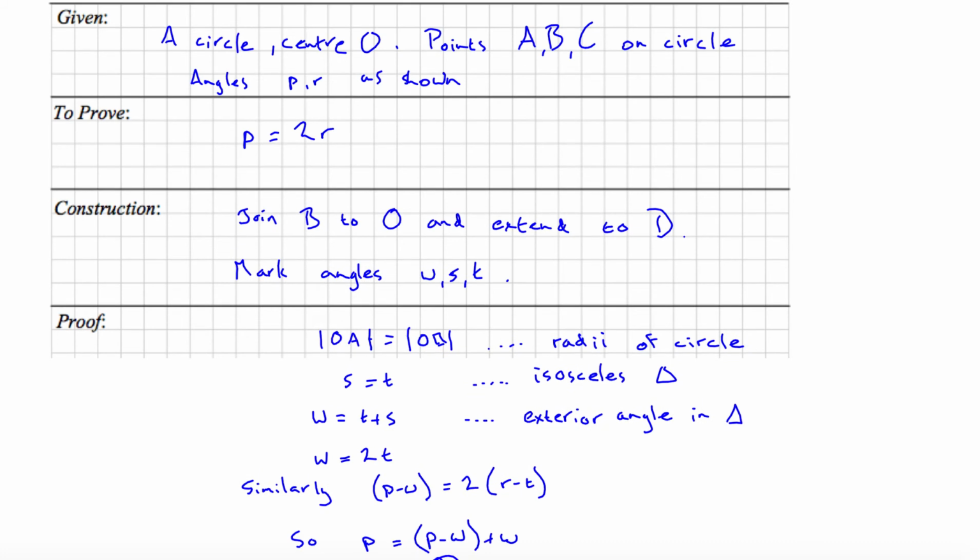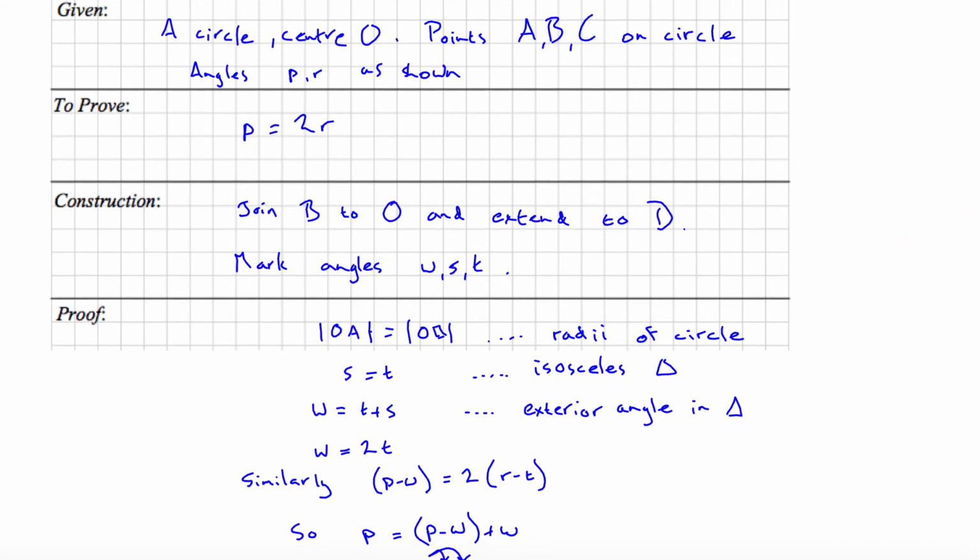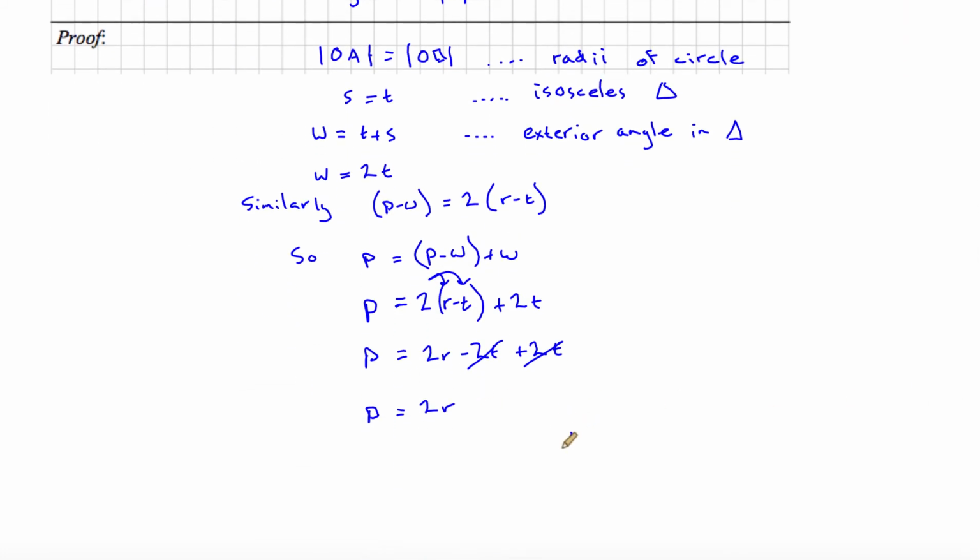If I go back up, to prove P is equal to 2R, I've done that there. So I can write QED, and the proof is done.